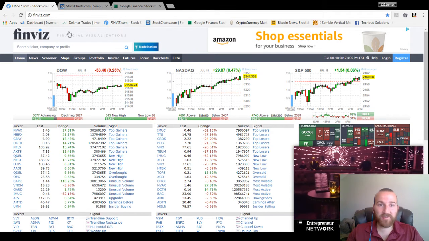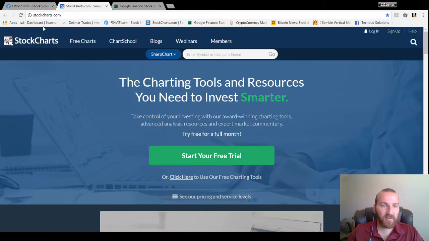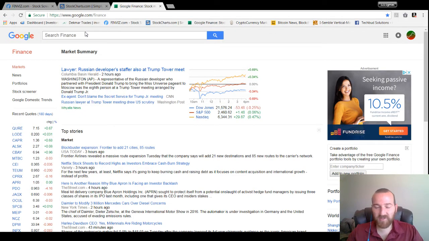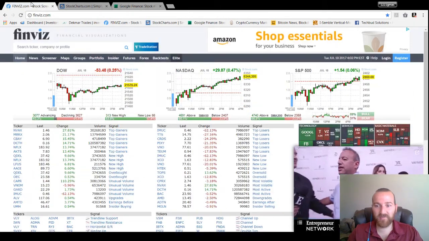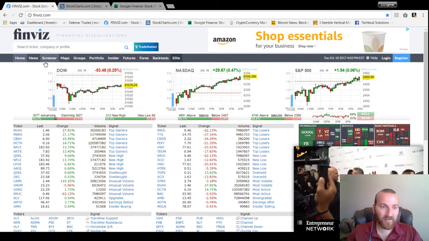So the three websites I'm going to use are finviz.com, which is going to be my screener to find stocks, stockcharts.com, which is going to be my charting tool, and Google Finance, which is going to basically help me find news articles and stuff related to the stock, and try to figure out why that stock is particularly moving, with a lot of buying and selling going on.